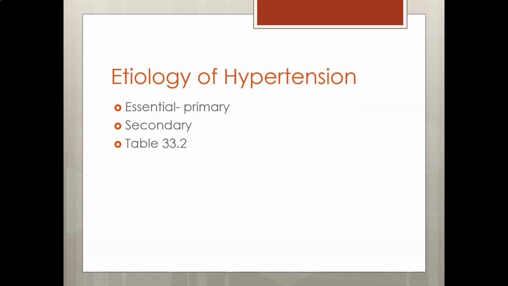As a review, remember that primary or essential hypertension is hypertension that is not related to a disease process. On the other hand, secondary hypertension is related to a disease process, such as kidney disease, Cushing's disease, or it could be related to medications such as estrogen or glucocorticoids. Please make sure you take a look at table 33.2 on page 700.